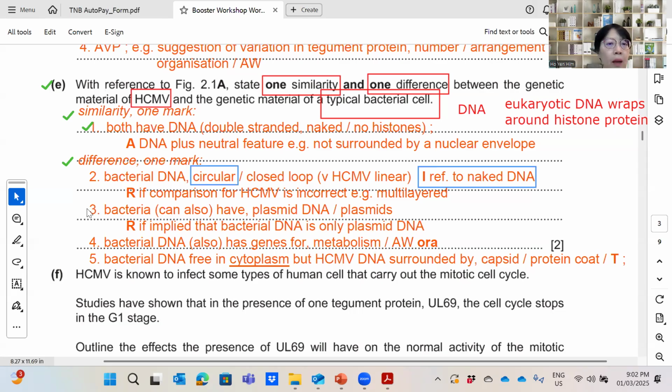Number 3, bacteria DNA may be present in the form of plasmid, whereas virus doesn't have plasmid.